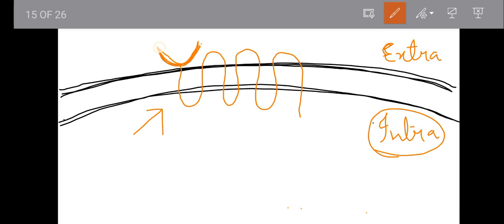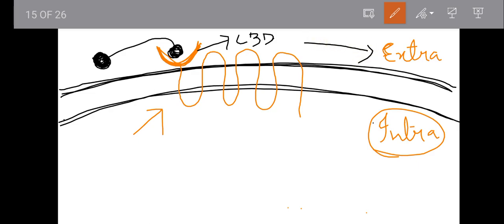Now you can see the U shape, to which the ligand will come and bind. The ligand, as I said, can be endogenous or exogenous. If it has the ability to go and bind with the receptor, it is called a ligand. Now the ligand came and bound to this U-shaped structure. This is called the ligand binding domain or ligand binding site. You can see this ligand binding domain is located extracellularly.